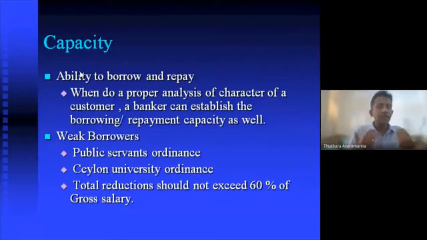When doing an evaluation on the 6 C's or 5 C's, we try to say character, capacity, we are trying to measure. We need to assess the situation.